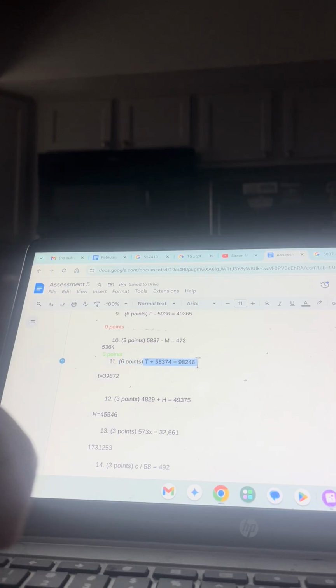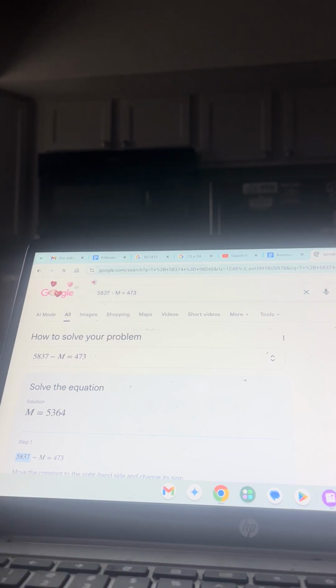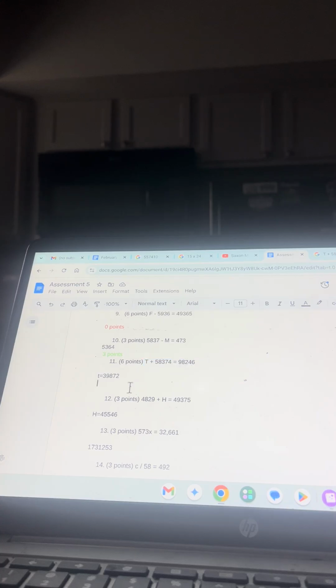Let's see if you got this one correct. T equals 39,872. Let's see what you got. Okay, that's good.